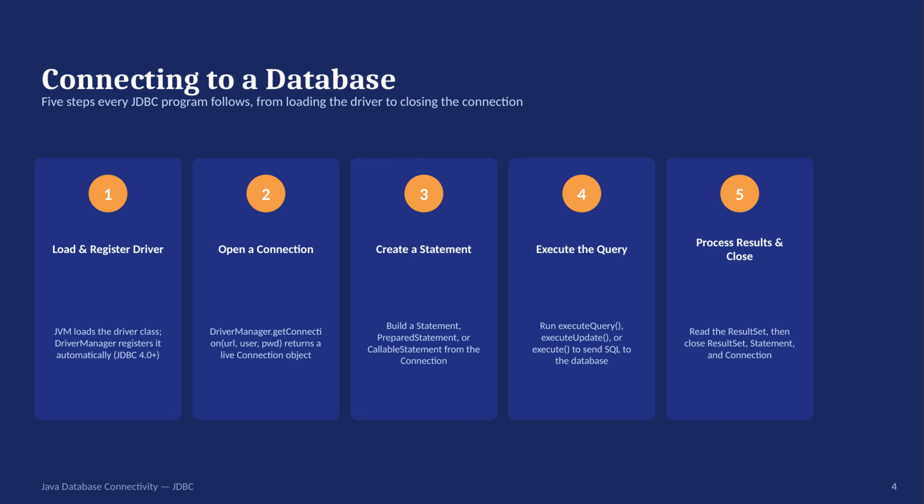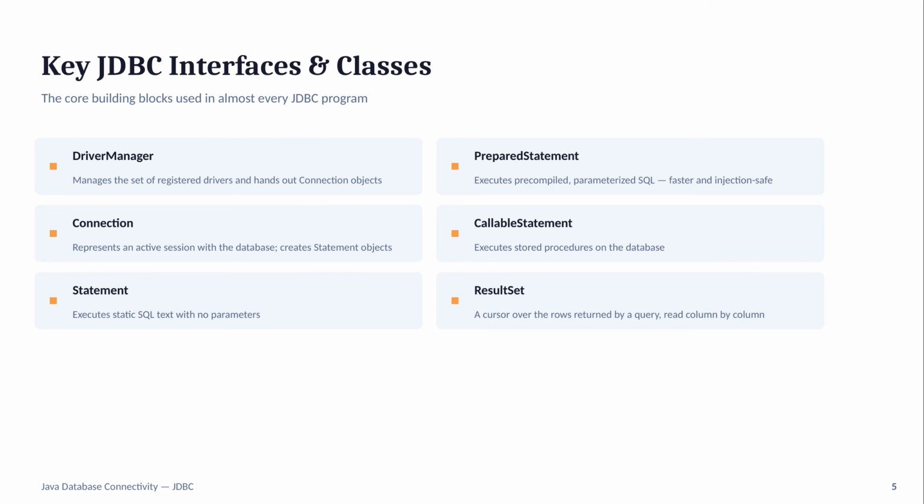Connecting to a database. Let's understand the steps involved in connecting a Java application to a database using JDBC. First, the JDBC driver is loaded automatically in modern Java. Next, a connection is established using the driver manager class. Then, a statement or prepared statement is created to execute SQL commands. After that, the required query or update is executed and the results are processed using a result set. Finally, all resources, including the result set, statement, and connection, are closed to release database resources efficiently.